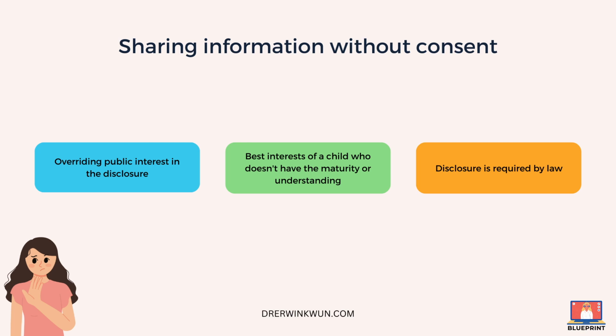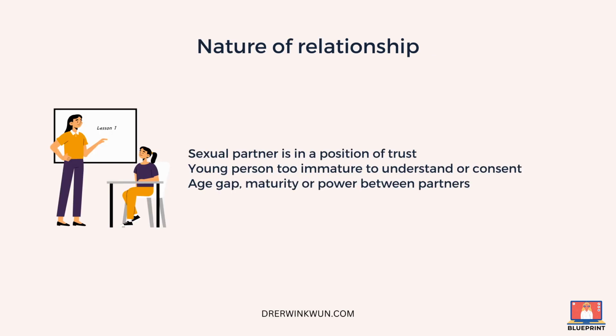If it's the best interest of a child who doesn't have the maturity or understanding, then you can disclose information without consent. And if you're required by law, for example, you've got a court order, then you need to disclose that information. So there are things that you want to assess in the history to find out whether there's any risk of safeguarding issues. Ask about the nature of the relationship.